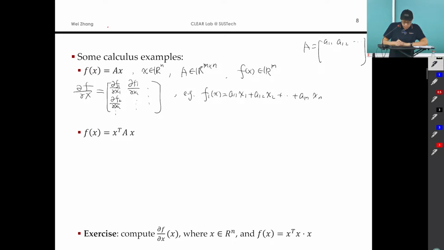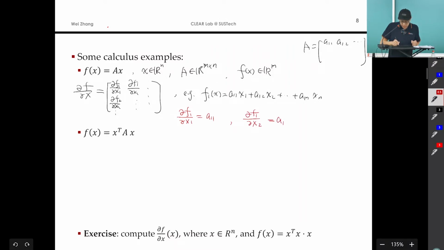So we will know partial F1, partial X1 equal to... Now you know what it is, right? What is it? X is a variable, other things are constant. So this is A11, right? What about partial F1, partial X2, A12?